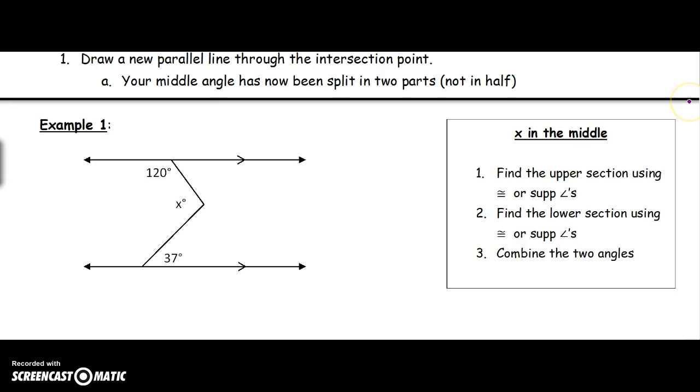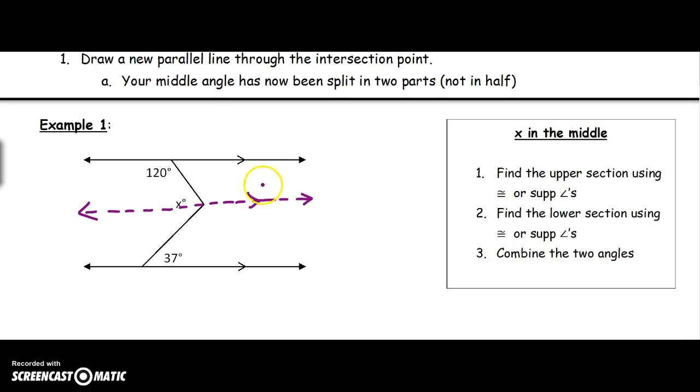the middle. So the first step you always do is add another parallel line. Do you see where this kink is? You're going to draw a line that is parallel to the other two. Then it says you find your upper section using congruency or supplementary angles. Okay, so the upper section is this area right here.